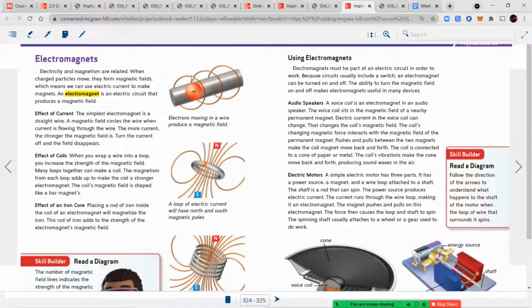So this is what it would be like with a straight wire. You see a little bit of a magnetic field forming around it. Now, when you put any kind of loop, you're increasing that magnetic field.